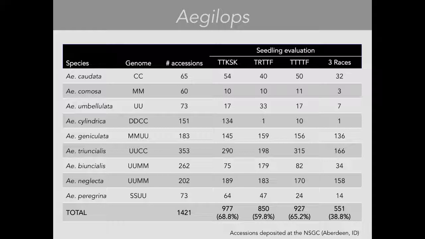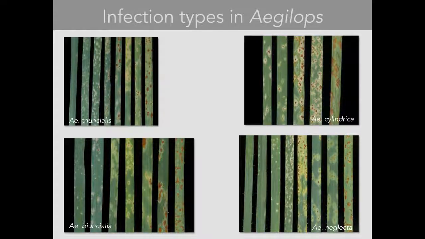You can see here that for the Aegilops, the frequencies of resistance are much higher than what we've seen in the tetraploid wheat, reaching almost 40% of the entries. And as this picture shows, many of these entries show a very high level of resistance, in some cases almost reaching immunity. So there is a lot of potential here also to get new stem rust resistance genes.